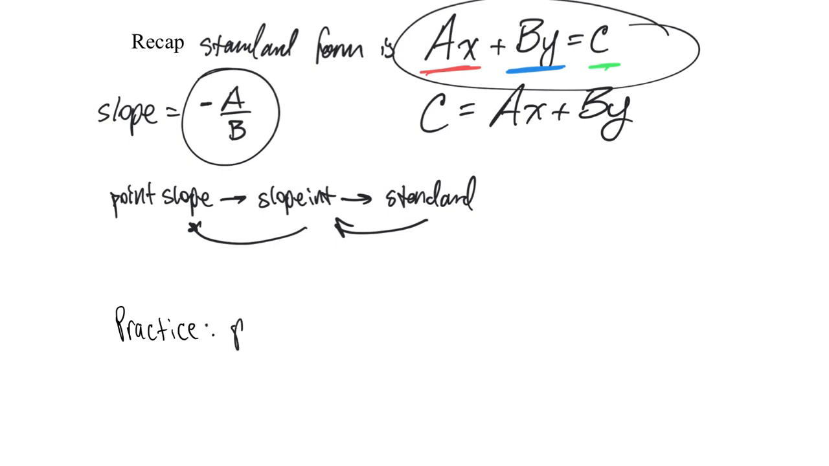Your practice for this section is going to be page 73. You're going to do numbers 15 through 18. That's an 18 now. 23 through 26. 33 through 40.